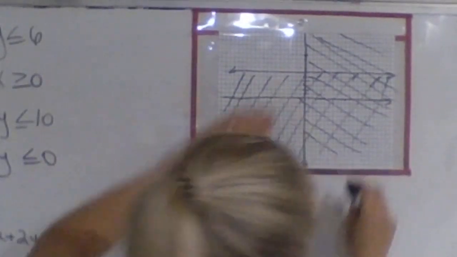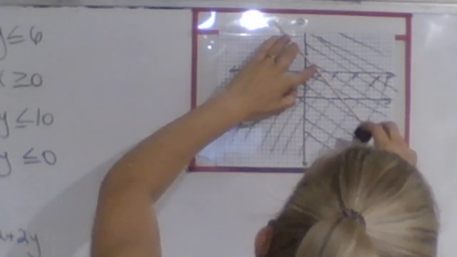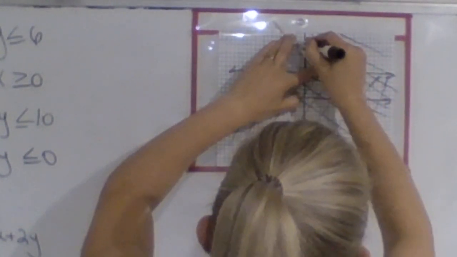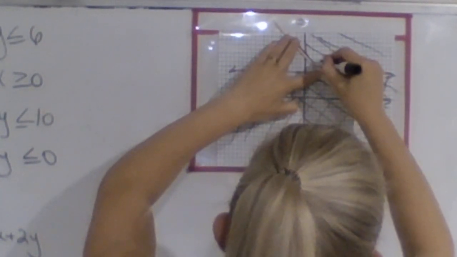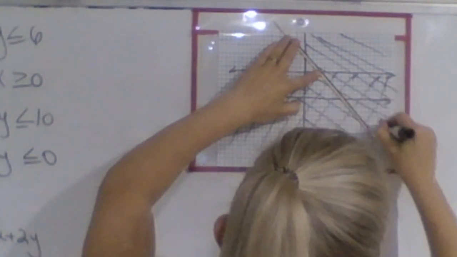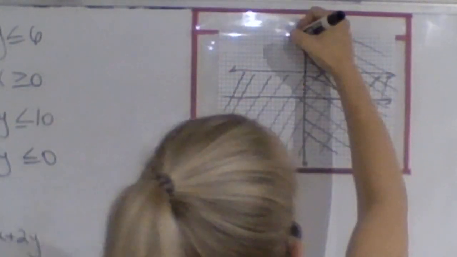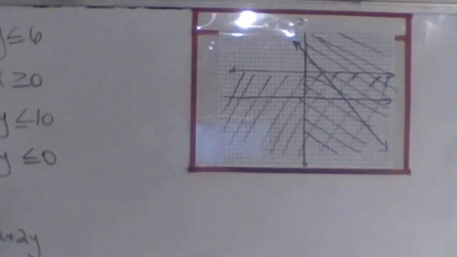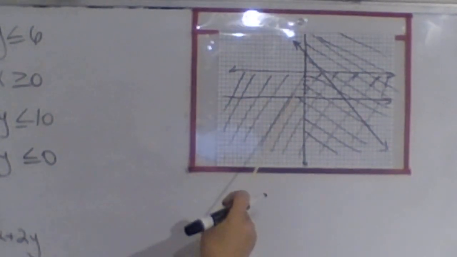Let me do my best and see if I can get this with a straw. Here's my line, to the best of my abilities. Okay, this is my third line, and I need to shade underneath it. If I'm not sure, I'm just going to pick the point (0, 0). 0 plus 0 is 0, which is less than that.